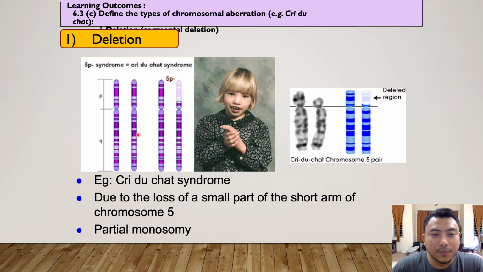And for deletion in our syllabus, you are required to learn about the Cri-du-chat syndrome. Okay, so how does this Cri-du-chat syndrome occur? It is due to the loss of a small part of the short arm of chromosome number 5. Ini memang kena ingat, memang kena hafal. Specifically at chromosome number 5.